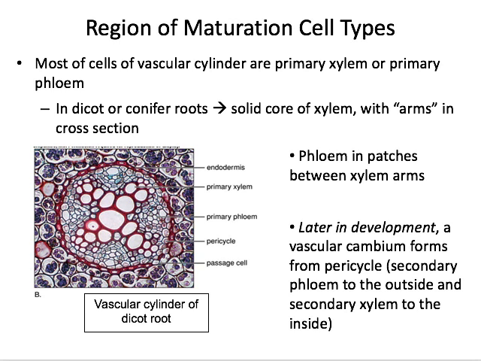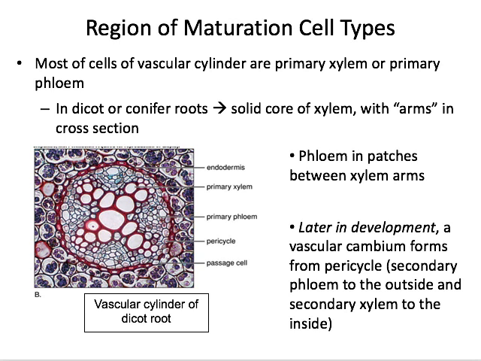Most of the cells of the vascular cylinder are made up of primary xylem or primary phloem. We don't typically see any secondary growth in the center of our vascular cylinders. However, there is a distinction that we can see. First, dicots or conifer roots tend to have a solid core of xylem with little arms in cross-section view. It almost looks like an X of xylem found in the center of that vascular cylinder. The phloem is found in little patches between the xylem arms.